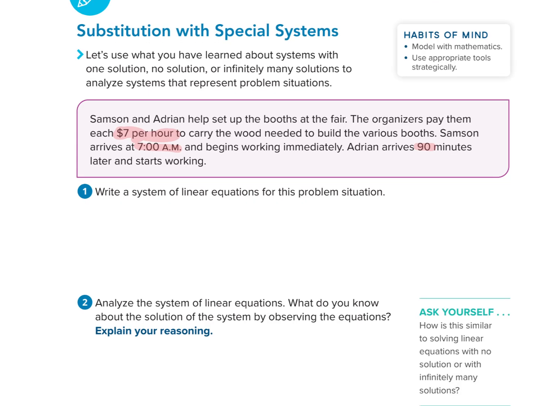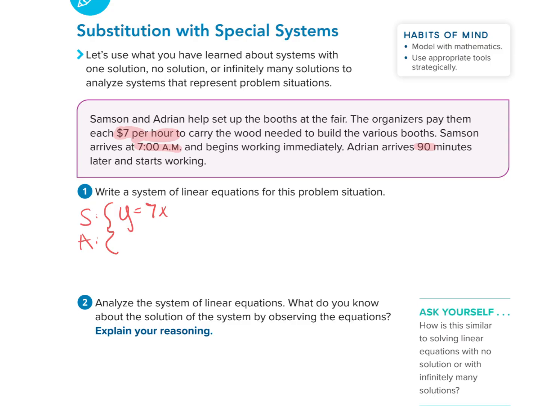First, we need to make our system of equations. So first, we can talk about Samson. And then we'll talk about Adrian. Make my little bracket here to show that it's a system. We're going to have y equals, and we're making $7 per hour for both of them. So that's our rate of change. It doesn't tell us how long they're working, so we would say 7 a.m. would be that starting time, so that would be at our origin, so that would be plus 0. So we're just going to leave it at y equals 7x.